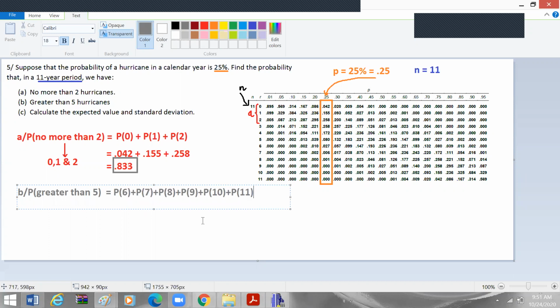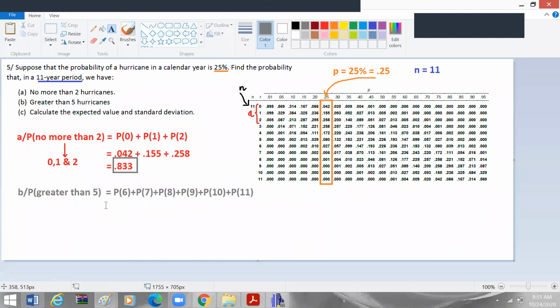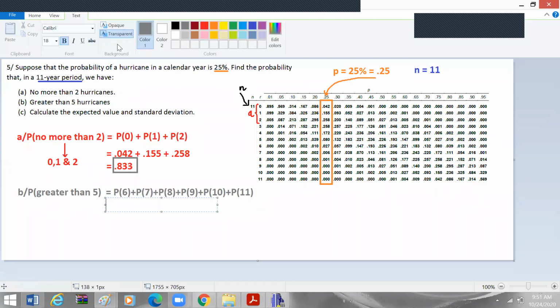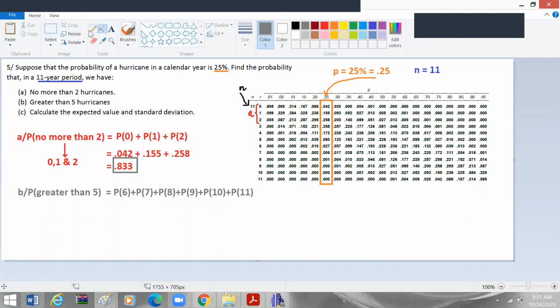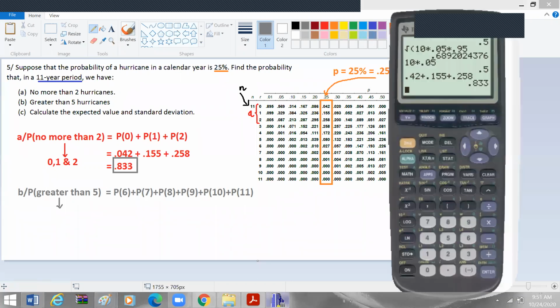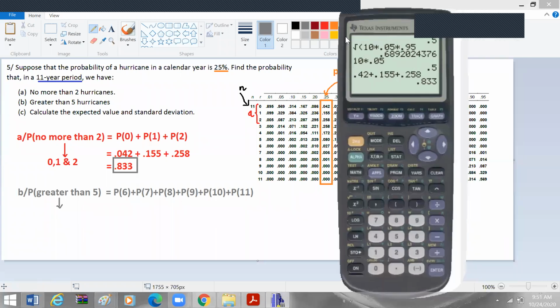Okay. All right. So we just need to add. Professor, I have a question. Yeah. For part A, we add 0.42, 0.155, and 0.258. Mm-hmm. And then that's it? That's it. But on my calculator, I'm getting 0.455.